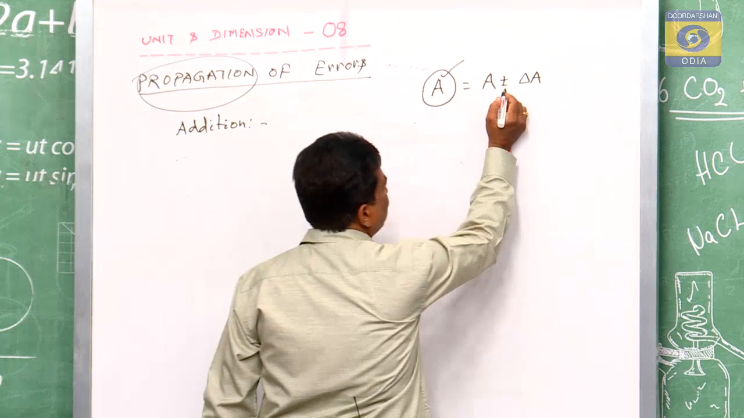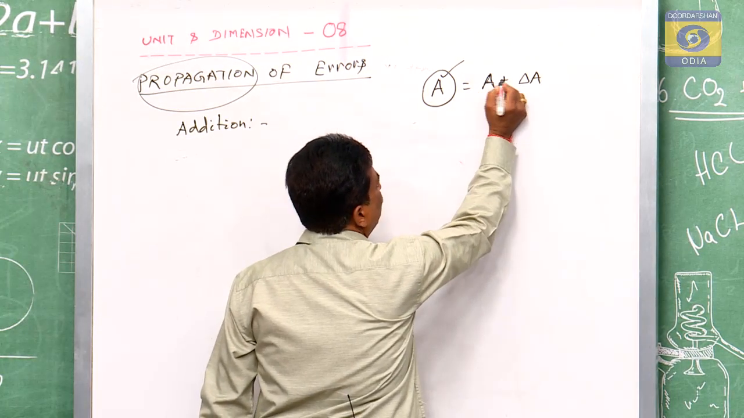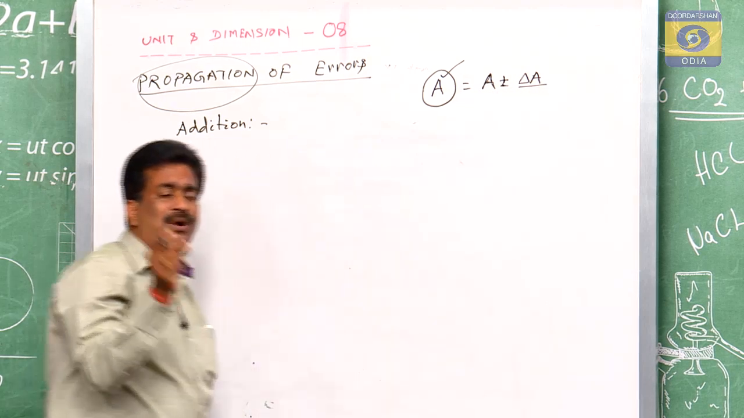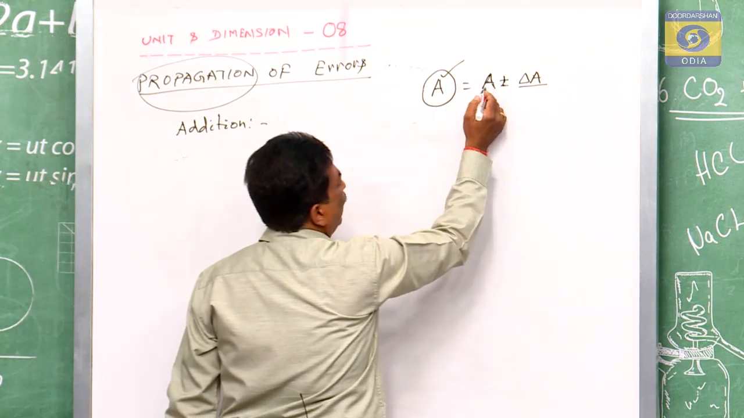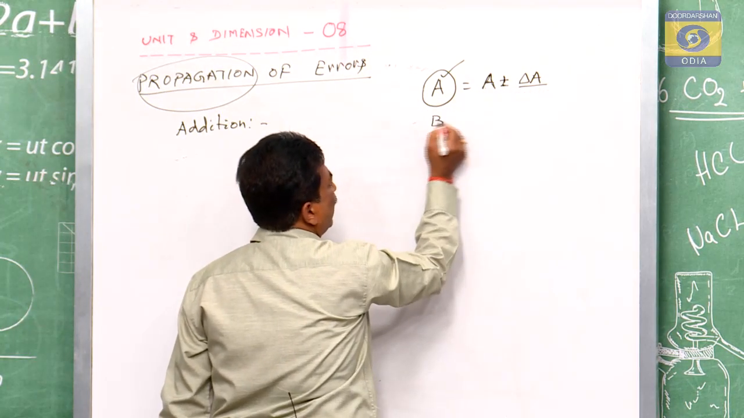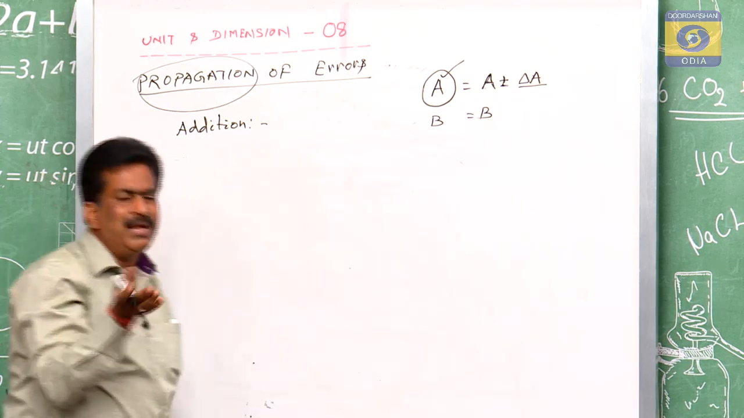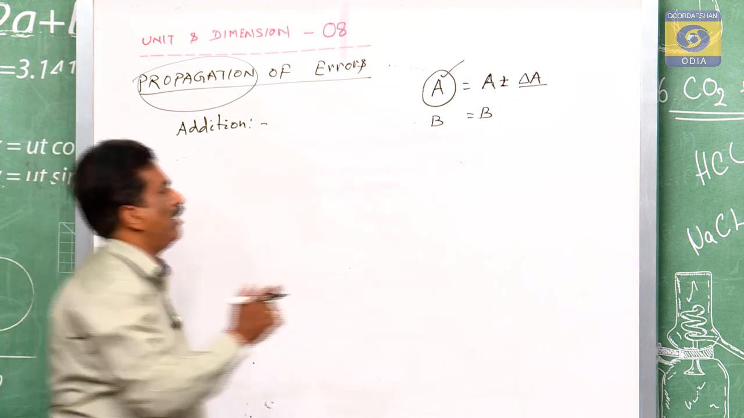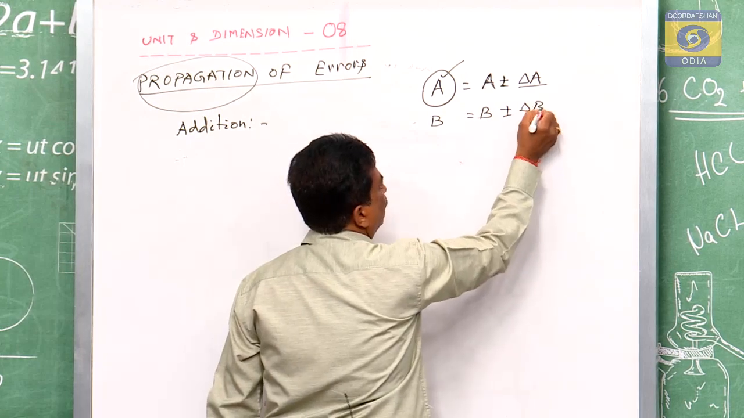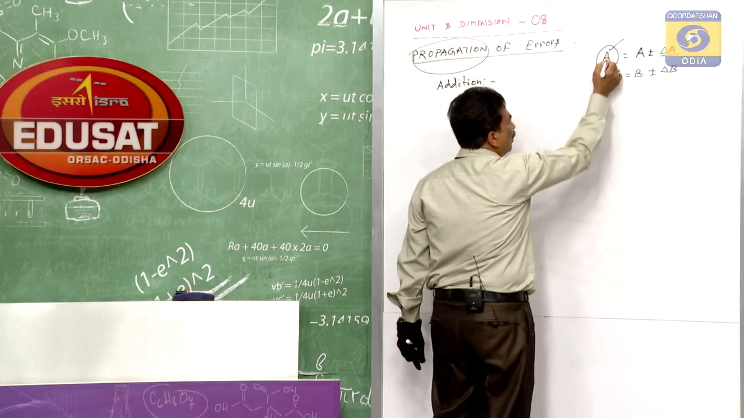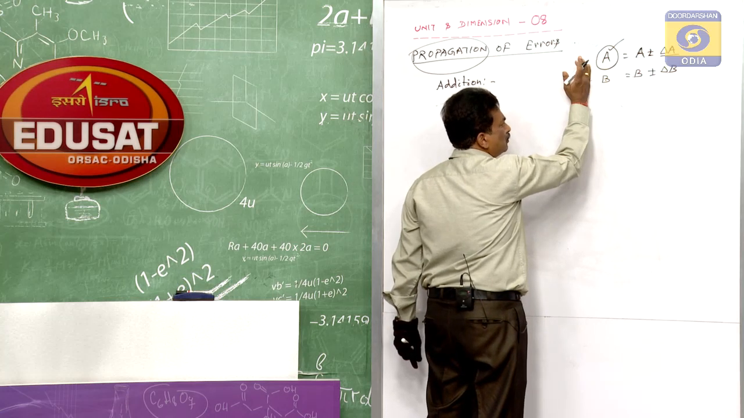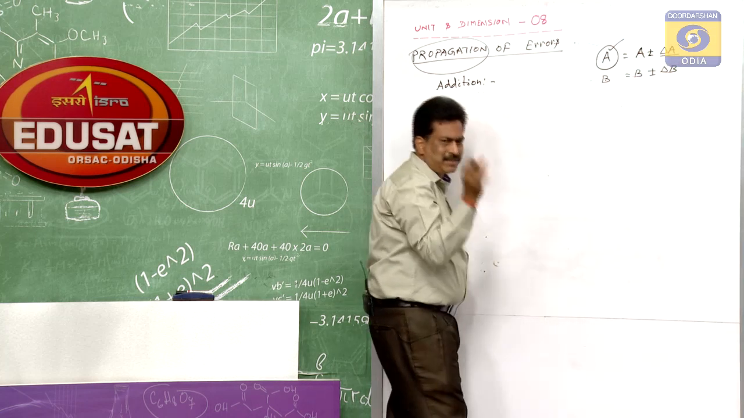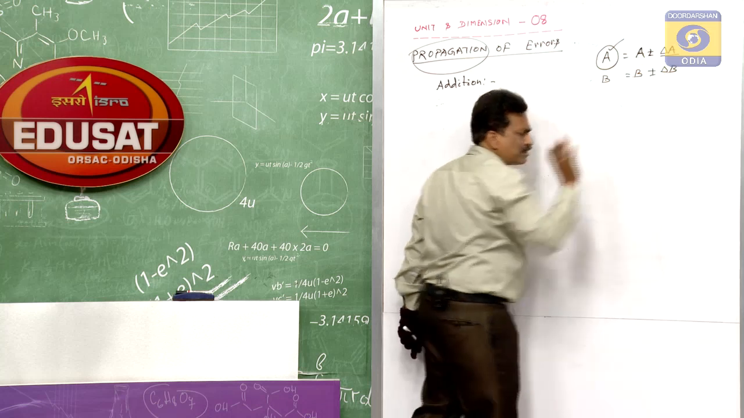So, whenever an error is there with its actual value, it is either more than or less than that by a small fraction. So, A is equal to A plus or minus del A. Suppose another one is B, with some addition or subtraction of its absolute error value, that is B plus or minus del B. So A and B are the two true values, but with some error they give A plus or minus del A, and B plus or minus del B. Are you clear?